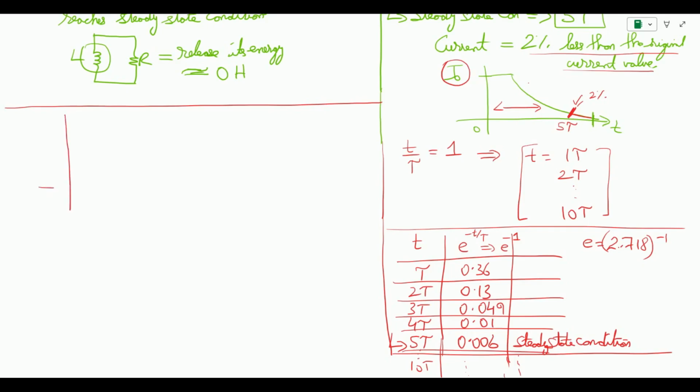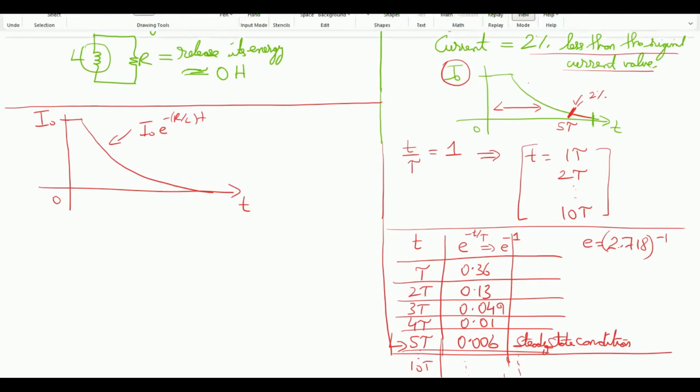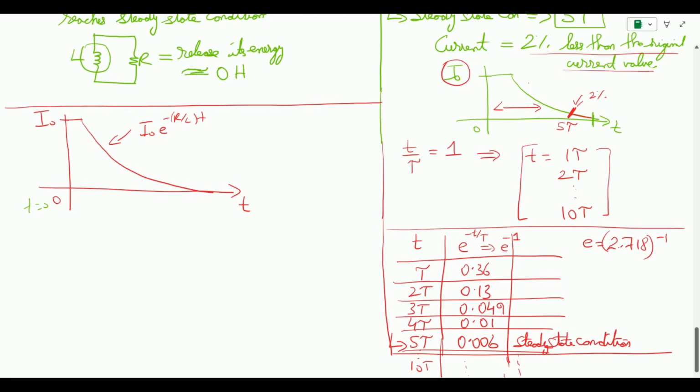by the current's graphical representation. If this is the behavior of current and it is decaying like this, so this is basically I naught e raised to power minus R by L into t, and we need to find where the tau is going to be. So normally at t equals 0, you just draw a tangential line, and the point where it connects with the horizontal axis is your tau, and from there on you can see that from this region to this region the steady state condition is going to appear, and the initial value of tau could be calculated from here.